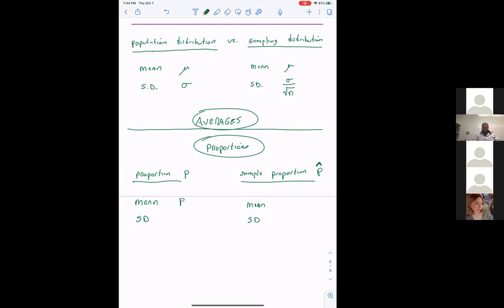So the mean is just P and it stays P, because just like the first case, the mean doesn't change. I don't know what the mean is, but whatever it is, it's the same mean for the proportion as it is for the sample proportion. The standard deviation, though, is a little different. In this case, it's the square root of P times 1 minus P over n. So we have the same result, which is to divide the original standard deviation by the square root of n. That gives you the standard deviation for your sample proportion P hat. And the mean stays exactly the same.